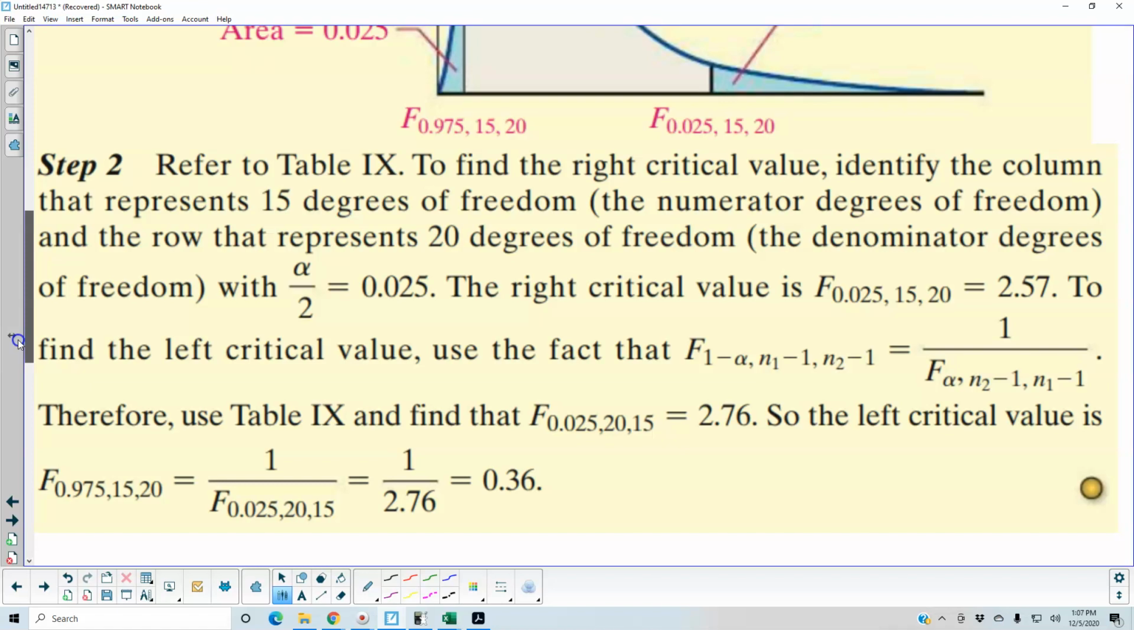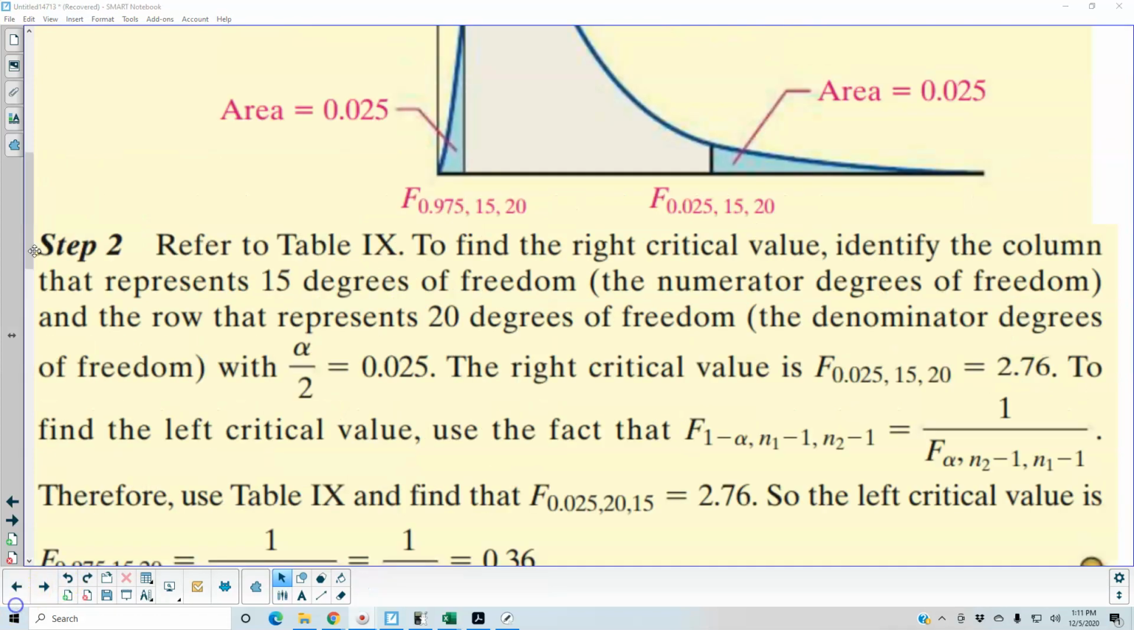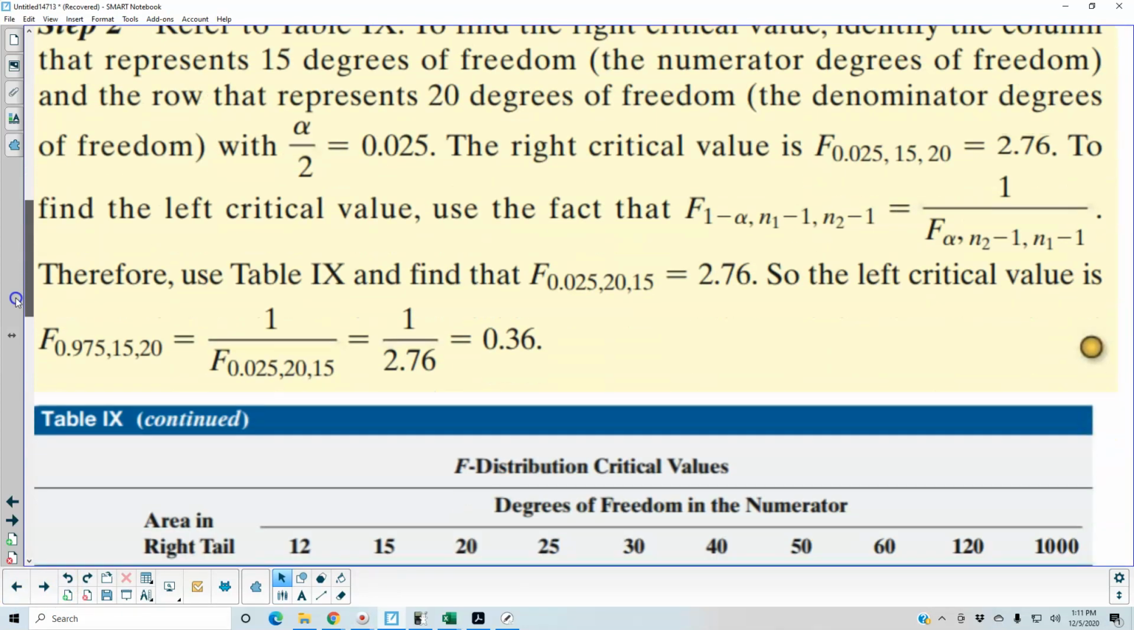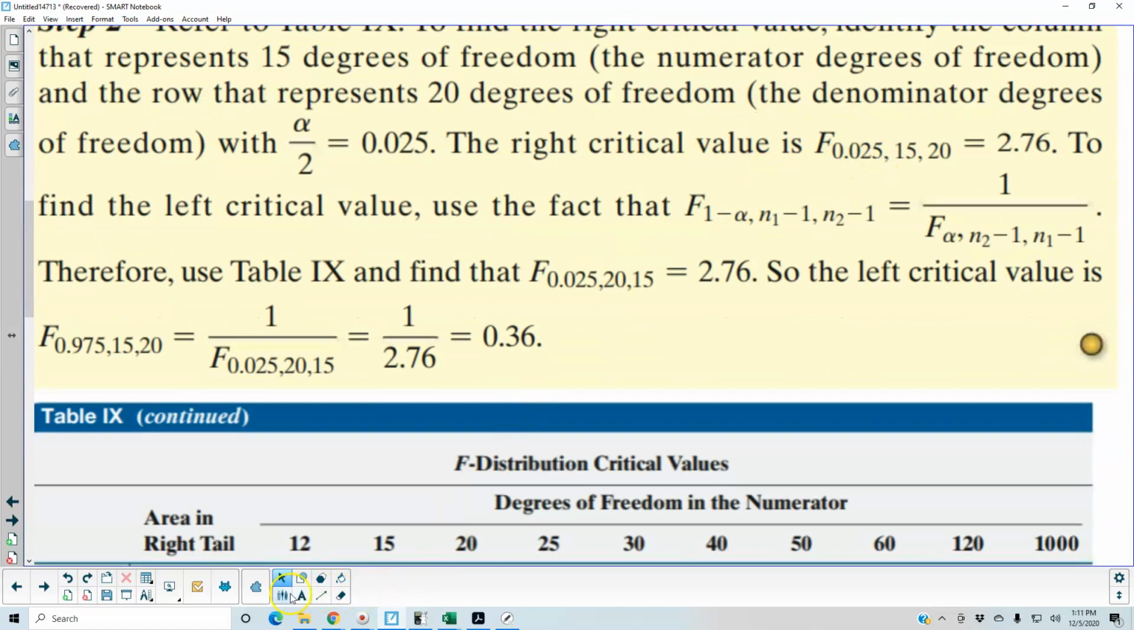Now we're going to refer to table 9 to find the right critical value and identify the column that represents 15 degrees of freedom, which is the numerator degrees of freedom, and the row that represents 20 degrees of freedom, which is the denominator degrees of freedom, with alpha divided by 2, since this is a two-tailed test, which would equal 0.025. So what we want to do is find the right critical value. In order to find it, we need to use the area, which is 0.025, the degrees of freedom in the numerator, which is 15, and the degrees of freedom in the denominator, which is 20.